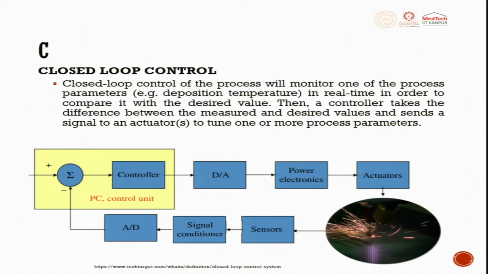Today we are talking about industry 4.0 and smart manufacturing, wherein additive manufacturing plays a role. If additive manufacturing machines have to be made smarter and more productive, they should have closed loop control. So, what is a closed loop control? There is a controller, then there is a digital to analog converter, you have power electronics, you have an actuator.